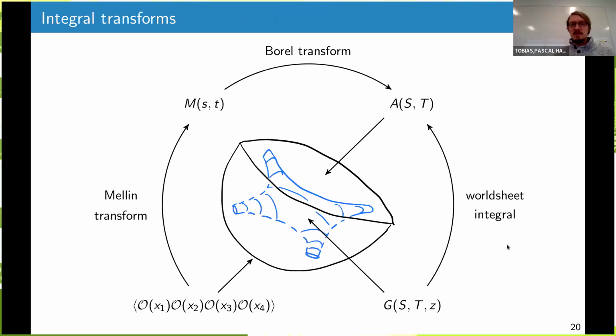Okay, so what is this integral transform? This is a little bit intricate. From the CFT correlator, we first do a Mellin transform to get the Mellin amplitude M. Then we do a certain Borel transform to get the AdS amplitude A. And then this will be the object that has a worldsheet integral representation. So associated to it is a function G_ST of Z defined on the worldsheet. If we integrate this over the worldsheet, we also get A.